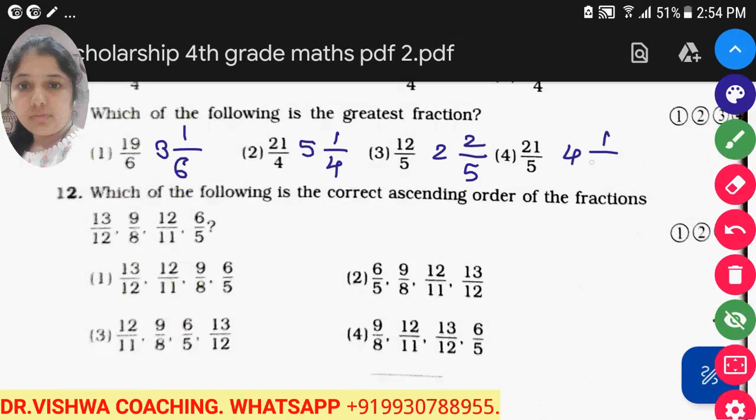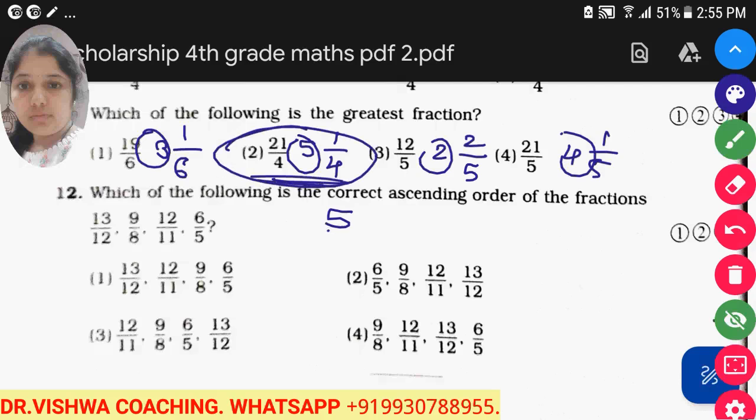5 4s are 20/5. Now see, compare their integral parts: 3, 5, 3, 5, 2, 4. Now you all can have an idea which is the greatest one. So 5 is the greatest of all. So this fraction is the greatest of all.